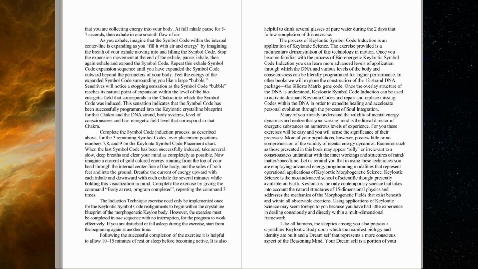Once you become familiar with the process of bioenergetic Keylontic symbol code induction, you can learn more advanced levels of application through which the DNA and various levels of the body and consciousness can be literally programmed for higher performance. In other books, we will explore the construction of the 12-strand DNA package, the silicate matrix gene code. Once the overlay structure of the DNA is understood, Keylontic symbol code induction can be used to activate dormant Keylonta codes and repair and replace missing codes within the DNA in order to expedite healing and accelerate personal evolution through the process of soul integration.